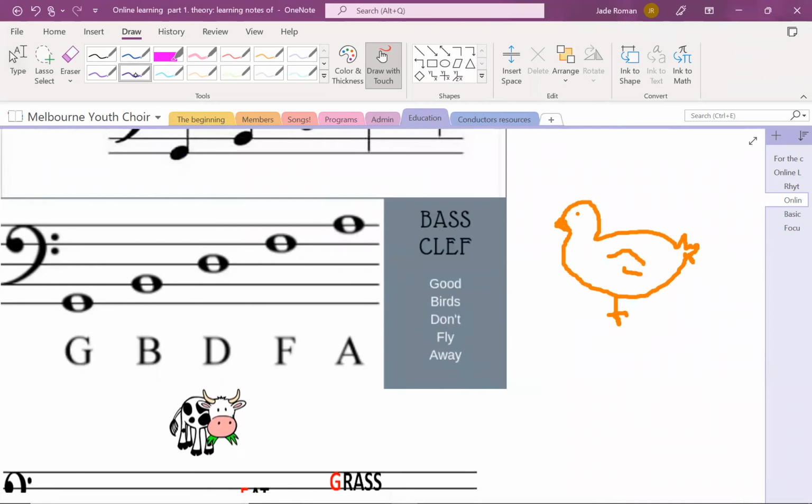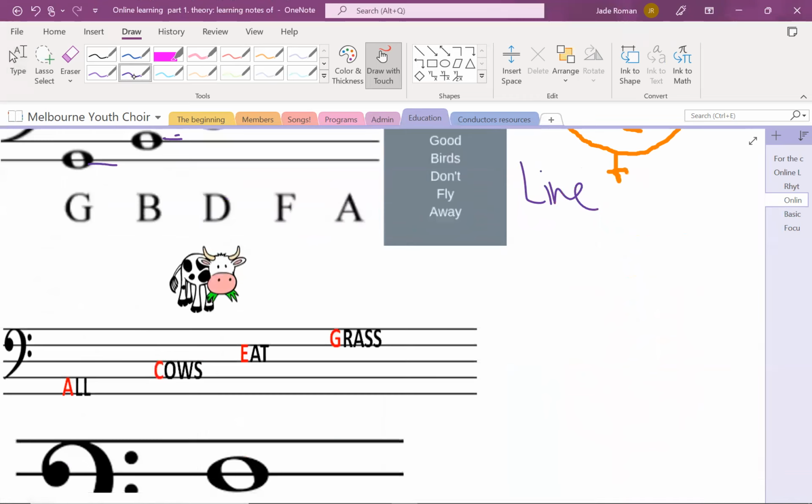And what we say for the bass if it's on a line, we say good birds don't fly away. Good birds don't fly away. And I tried to draw a little bird here. So remember, first line is good. Good birds don't fly. That's the fourth. That would be an F. And then for the spaces between the rungs, all cows eat grass. So A for all, C for cows, E for eat, G for grass.